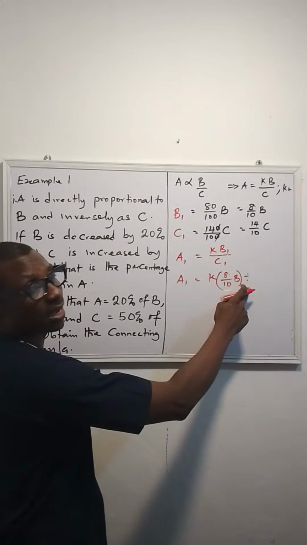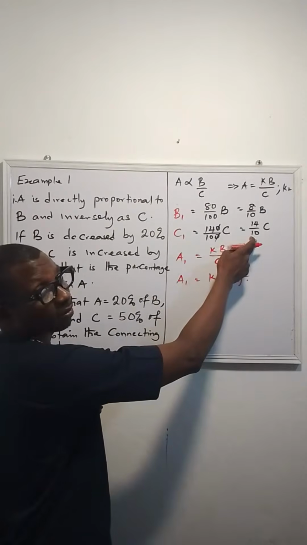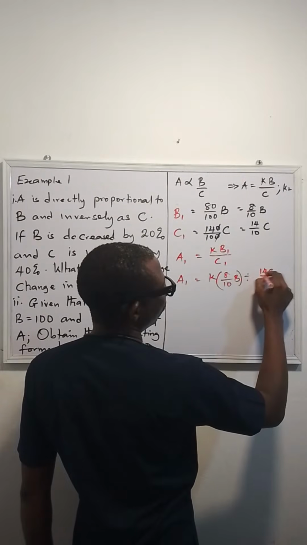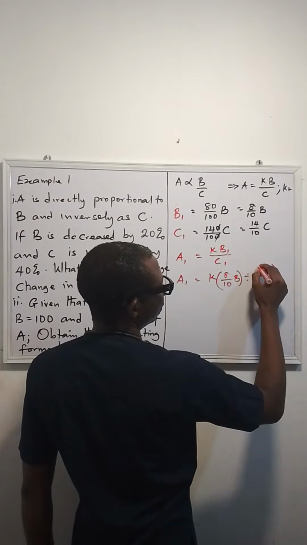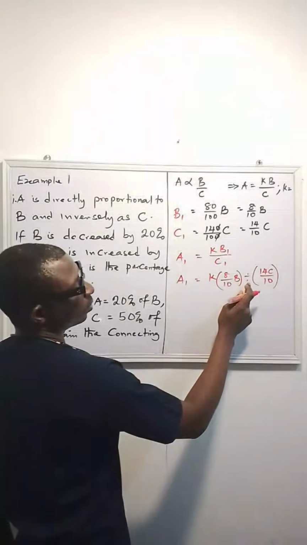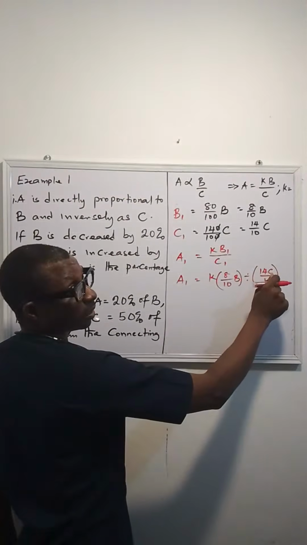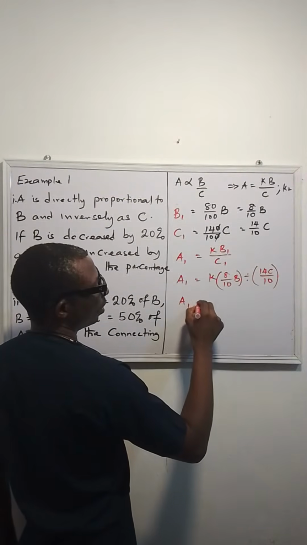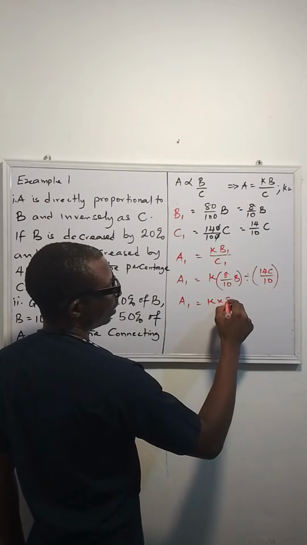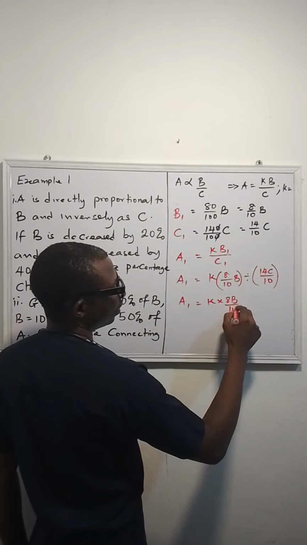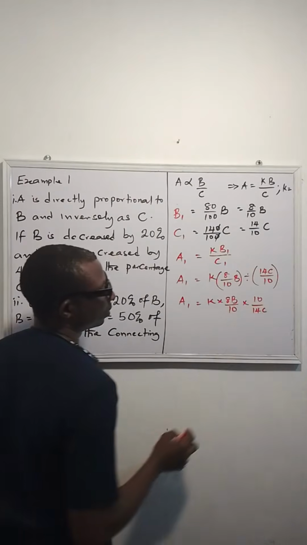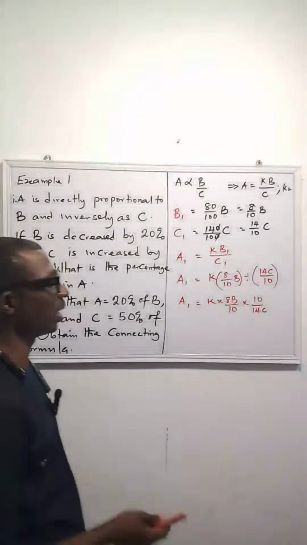I'm putting the division sign here because C1 is a fraction. So that is 14C over 10. Hope you understand that. So the next thing now is to turn this to multiplication. Now we swap this. So we have A1 equals K times 8B over 10 times 10 over 14C. Okay, so that is what we have.